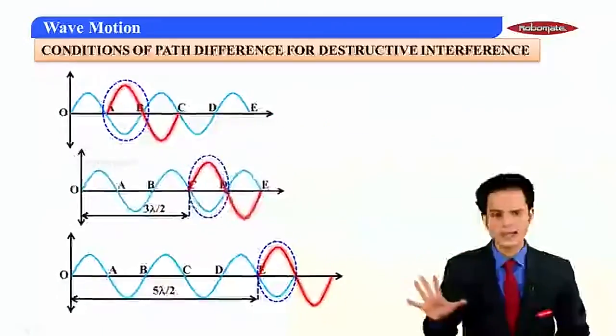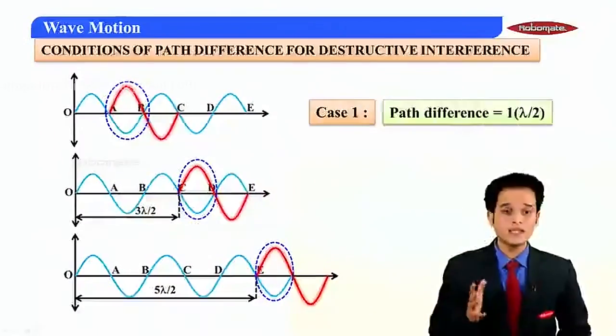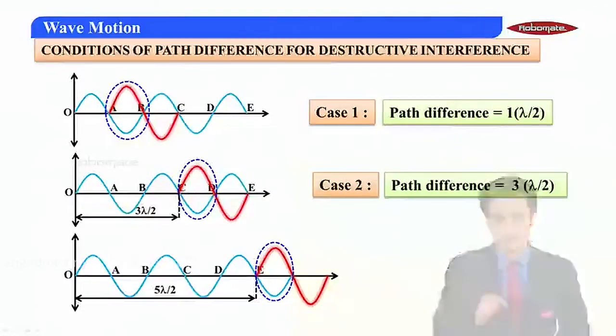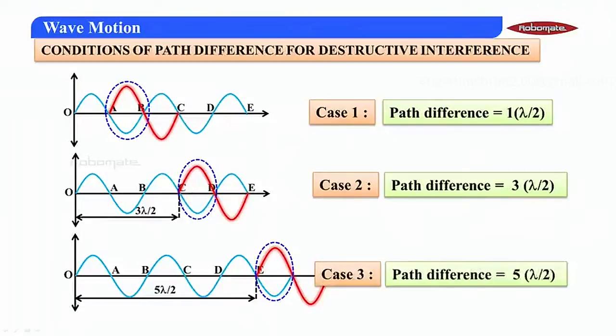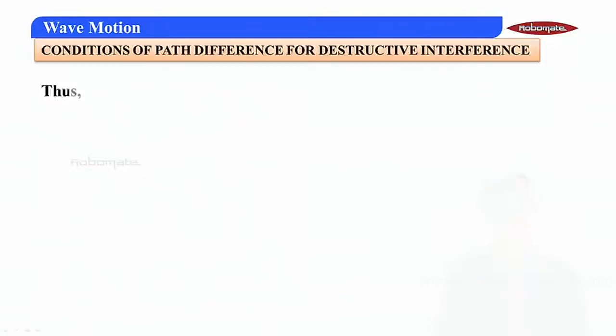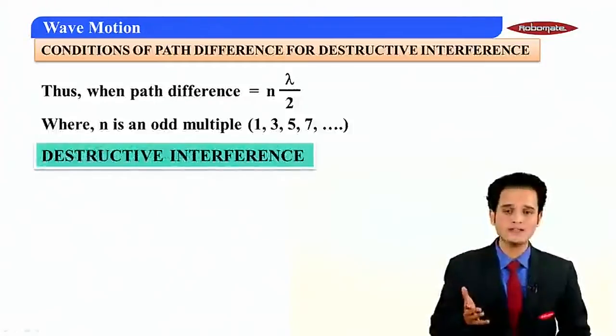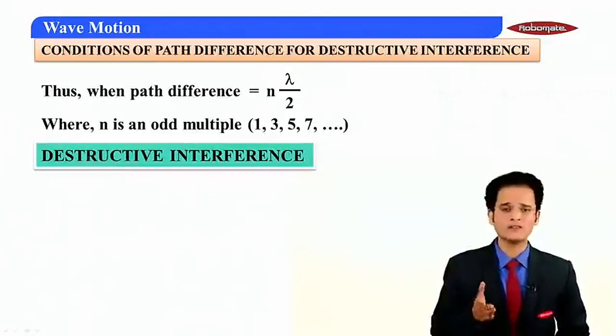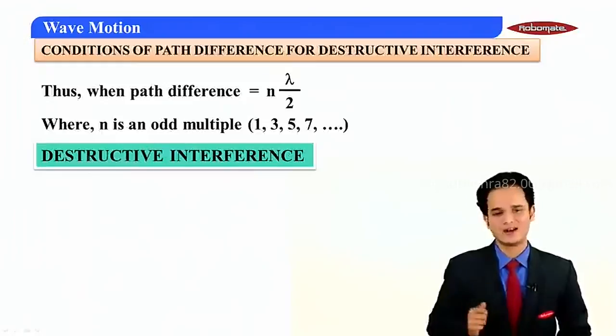Let us analyze these three cases again. Case 1 says path difference is 1 lambda by 2. Case 2 says path difference is 3 lambda by 2, and case 3 says path difference is 5 lambda by 2. Once again, if you very carefully see, 1, 3 and 5 are all odd numbers. So students, when path difference is n lambda by 2 and n is an odd multiple, say 1, 3, 5, 7, we get destructive interference.